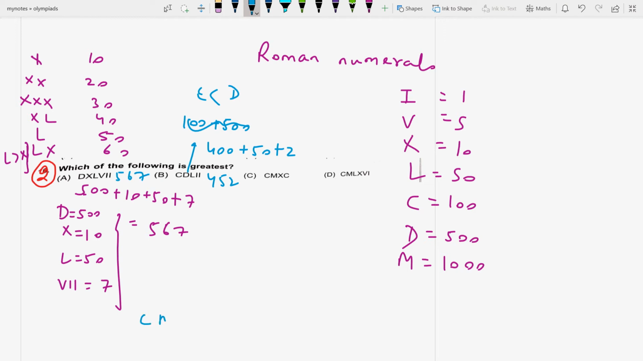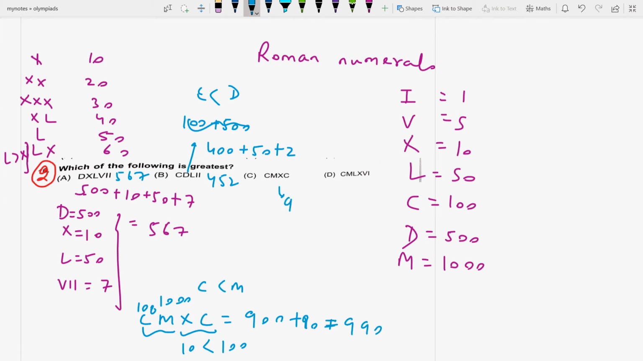Then again comes CMXC. M is 1000, and C is 100. This C is less than M, so the principle of subtraction will be applied, and 1000 minus 100 is 900, and then XC. This X, which is 10, is less than C, which is 100, so it is 90. So 900 plus 90 will come out to be 990.